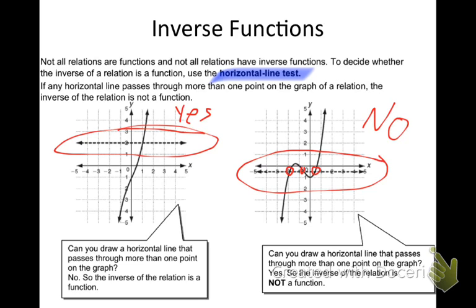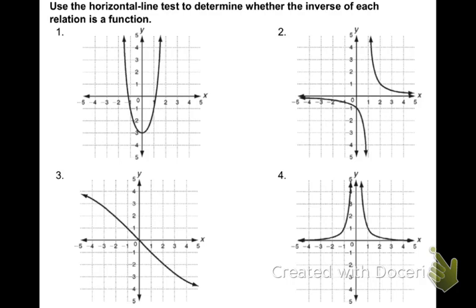So if any horizontal line passes through more than 1 point on the graph of a relation, the inverse of the relation is not a function. Any spot on there. You want to run your horizontal line all the way through it and check it. Don't just check it right there, because right there it's good, but you want to make sure the whole graph satisfies it. Okay? So using that information, let's look at numbers 1, 2, 3, and 4.